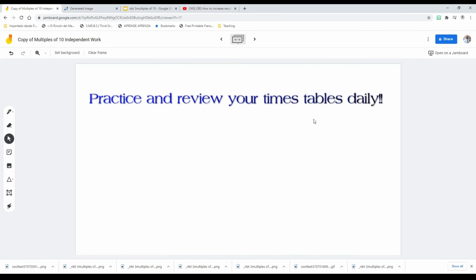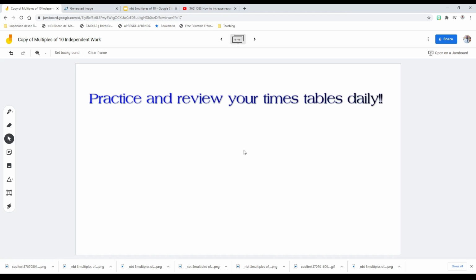To be successful in this lesson, it is very important for you to practice and review your times tables daily. If you're having difficulties to recall them in a very fluent way, the easiest way to get to know them or memorize them is by daily practice. That practice doesn't have to be for hours. No, you can take 15 to 20 minutes daily to review your times tables.